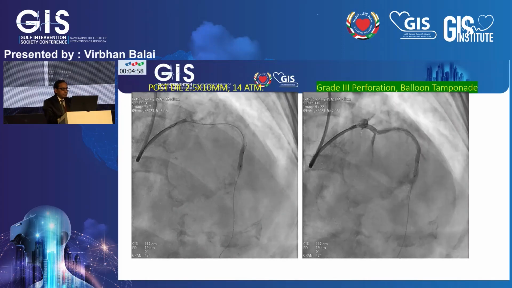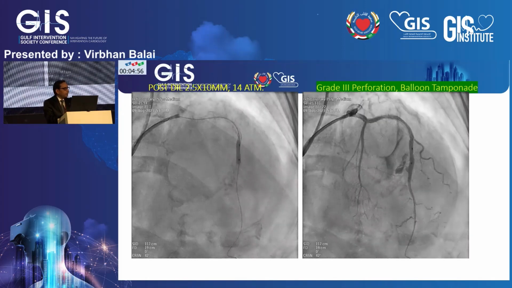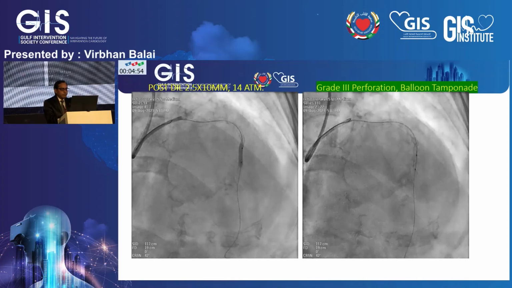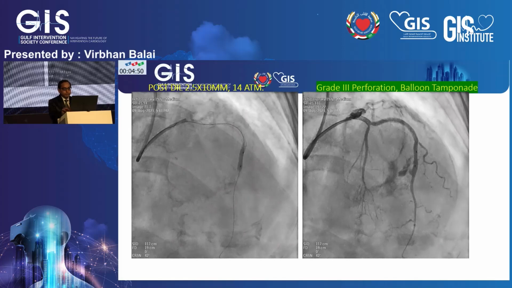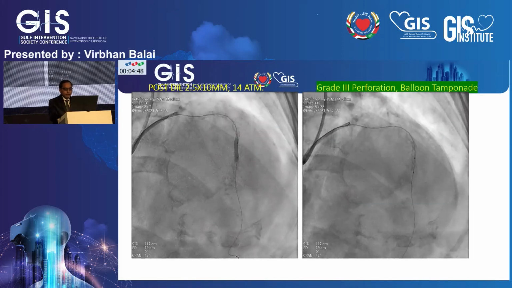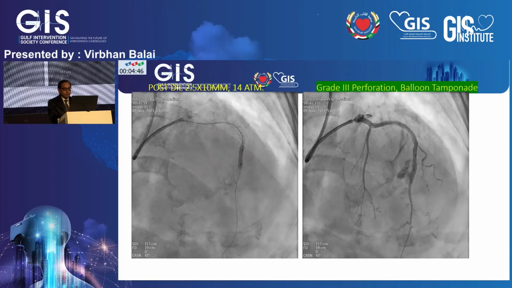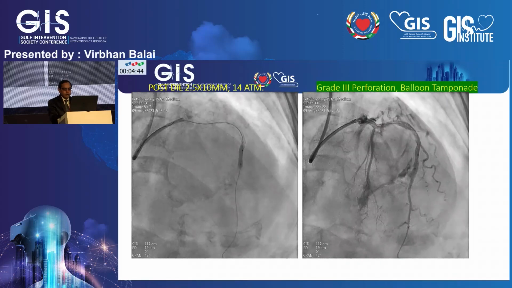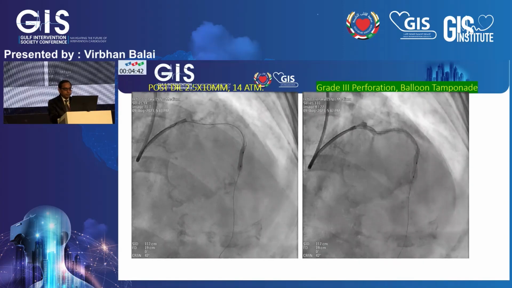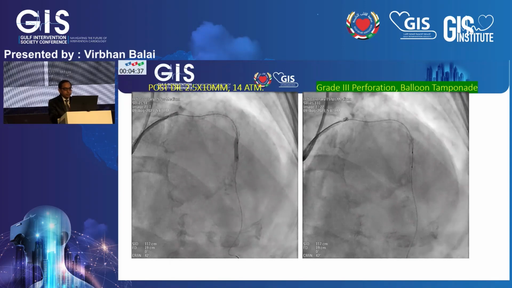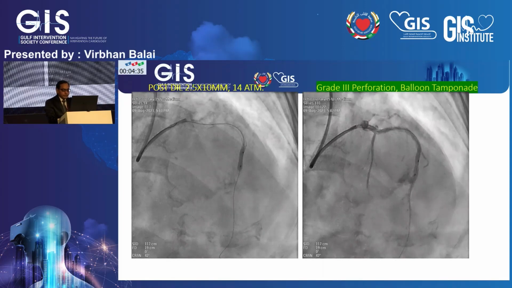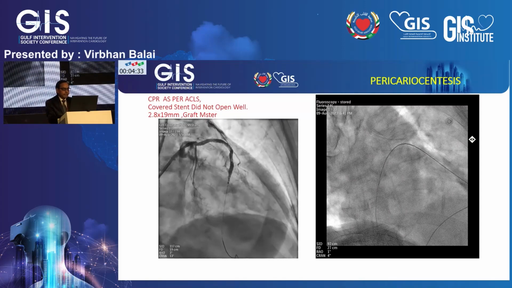And then we started post-dilatation with a 2.5 by 10 mm NC balloon. And at the time of post-dilatation, the patient had grade 3 coronary perforation. So immediately balloon tamponade was done with the same balloon, but we thought that in grade 3 coronary perforation, it won't seal on its own with balloon tamponade alone. So immediately the Graftmaster 2.8 by 19 mm was taken, which was available on the shelf at that time.